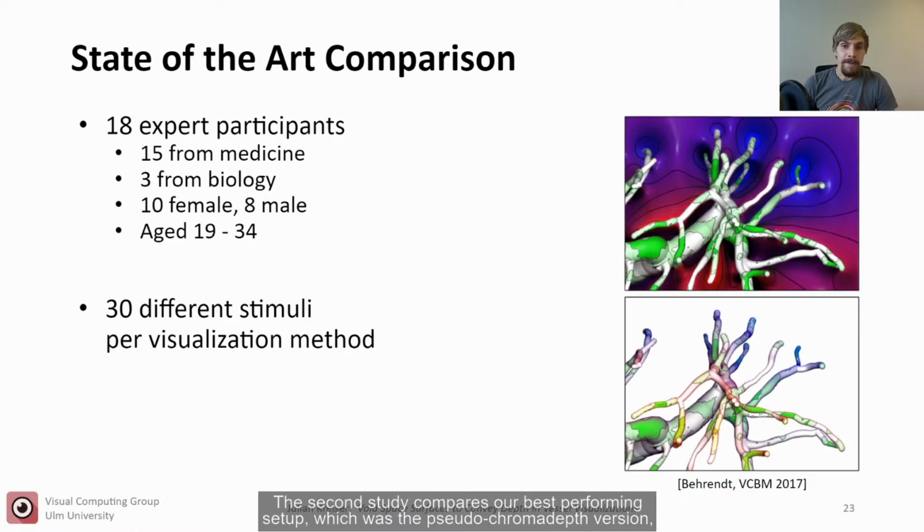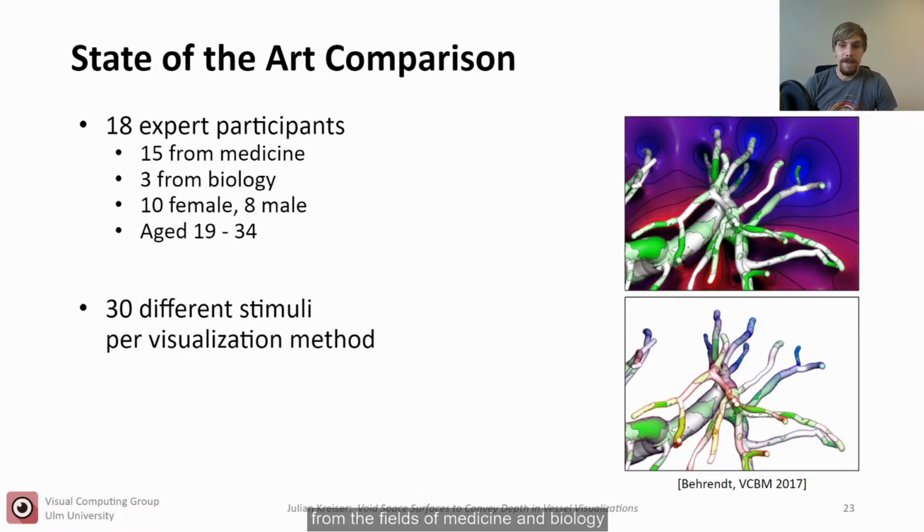The second study compares our best performing setup, which was the pseudo-chroma depth version, to the method from Behrendt et al., here on the bottom image, and again with a neutral baseline. All with added functional parameters, this time now on the vascular surface. And we have chosen to involve experts from the fields of medicine and biology, which are usually more familiar with such datasets.